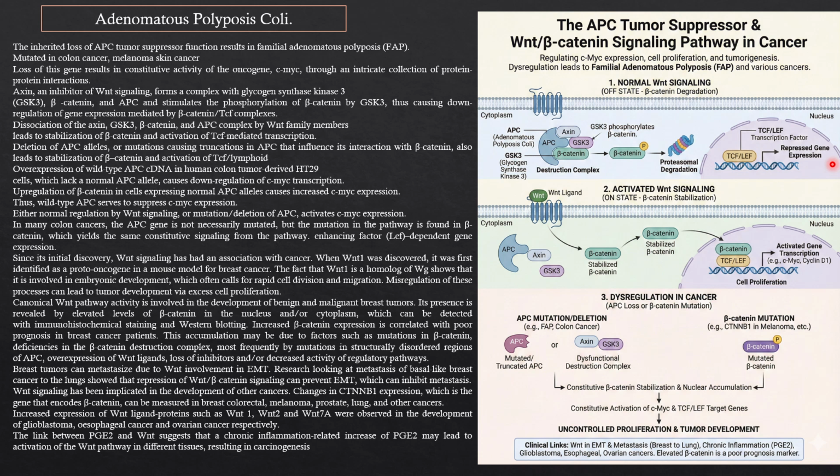APC loss or beta-catenin mutations prevent the degradation. This leads to continuous beta-catenin accumulation and, as a result, constant activation of the proliferation genes, driving uncontrolled cell division and tumor development. And this happens especially in colorectal cancers and familial adenomatous polyposis.